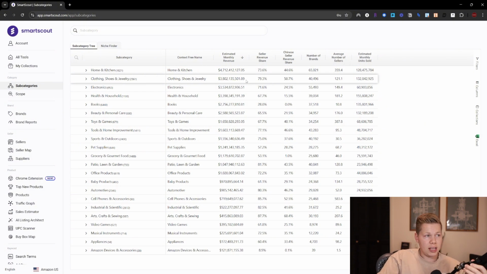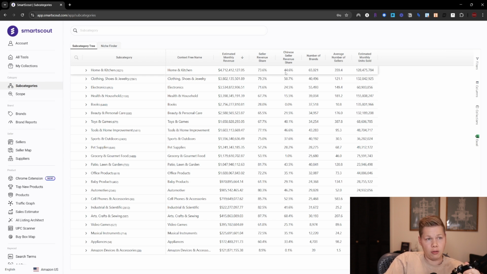So if we dive into this, let's take a look at home and kitchen. The biggest category, really high seller revenue share, relatively high Chinese seller revenue share. So that's going to be a negative for me out of the gates. But we'll go through the rest and we'll see. Number 2, clothing and jewelry. This I'm seeing has an extremely high Chinese seller revenue share. So although it does have a large revenue share, I think we can do better.